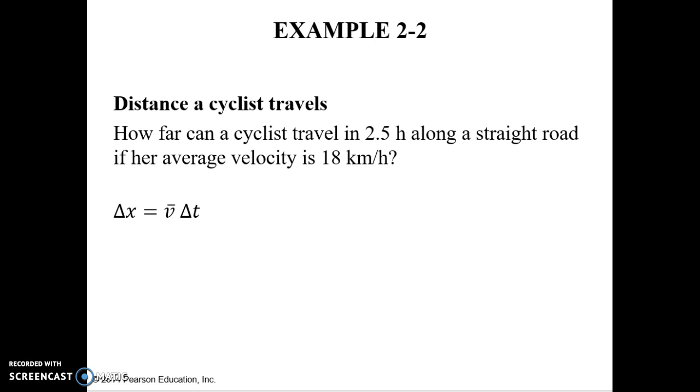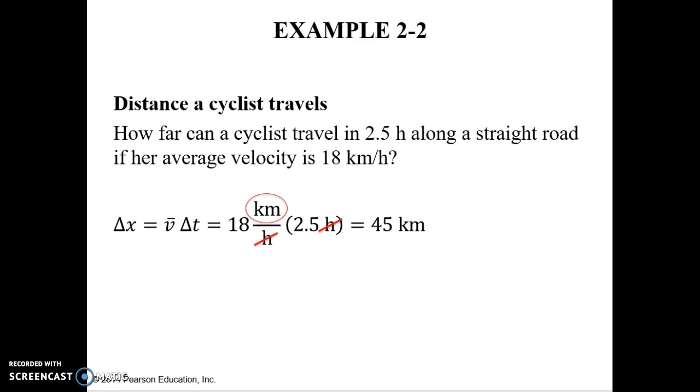Now we can plug and chug. 18 kilometers per hour times 2.5 hours. Notice that the hours cancel out. And now we're just left with kilometers, which is a good sign because we're solving for how far, or displacement, which equals 45 kilometers. So the cyclist traveled 45 kilometers in 2.5 hours with an average velocity of 18 kilometers per hour along the straight road.